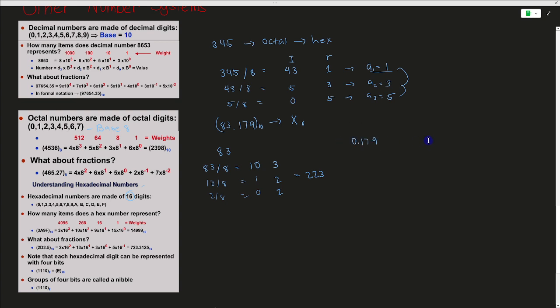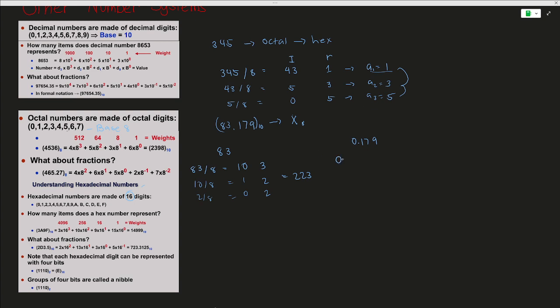But what about 0.179? So, kung ano yung ginawa mo dito, baliktad yung gagawin mo. Imbis na i-divide mo siya kay 8, si 0.179, i-multiply mo kay 8. And so, you get 1.432, di ba? So, yung 1 ngayon, siya yung iyong integer part, okay? And yung decimal part mo is si 0.432.